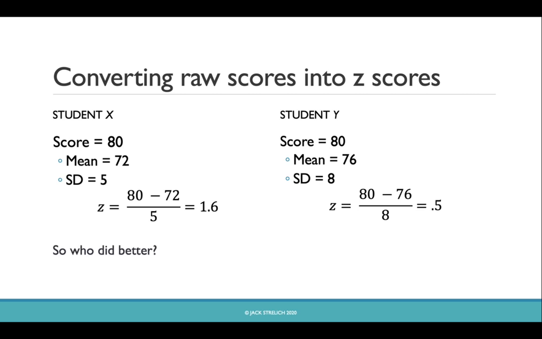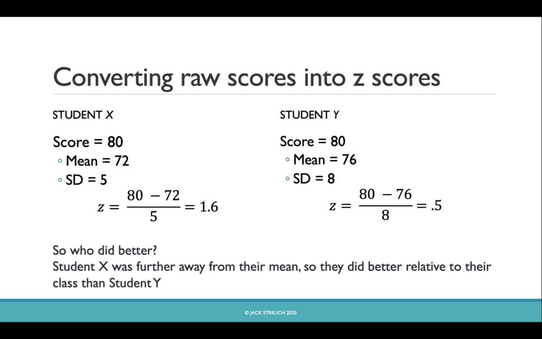So who did better? Thanks to the z-scores, we can see that student X was farther above the mean, so they did better relative to their classmates than student Y did, simply because a z-score of 1.6 is higher than a z-score of 0.5.